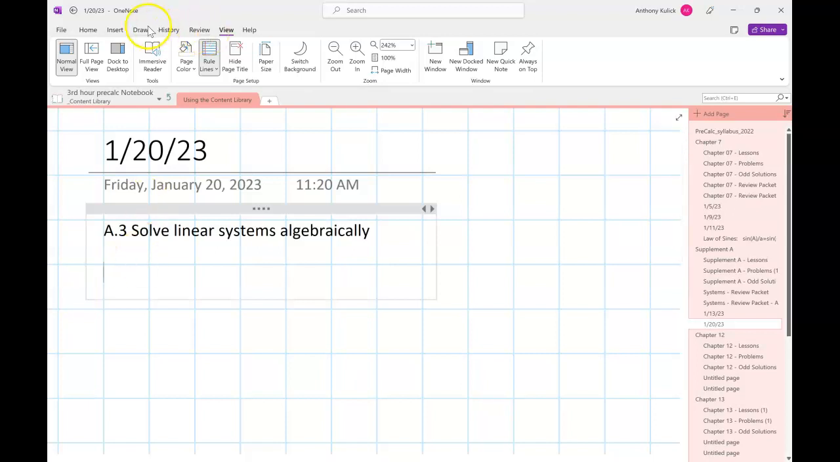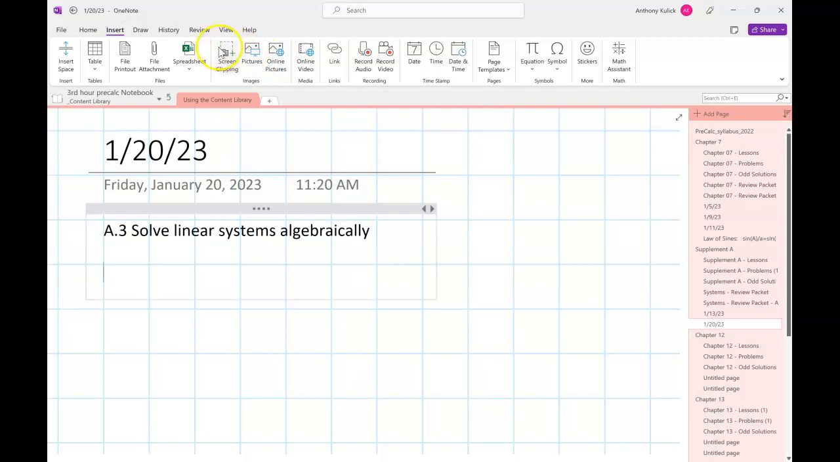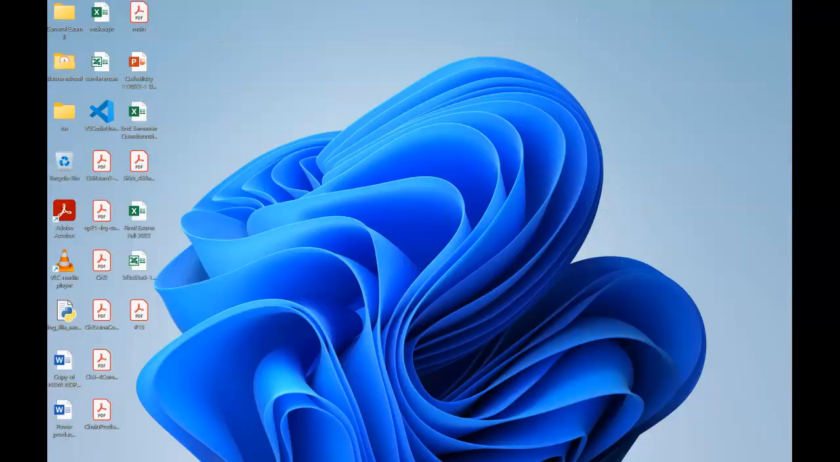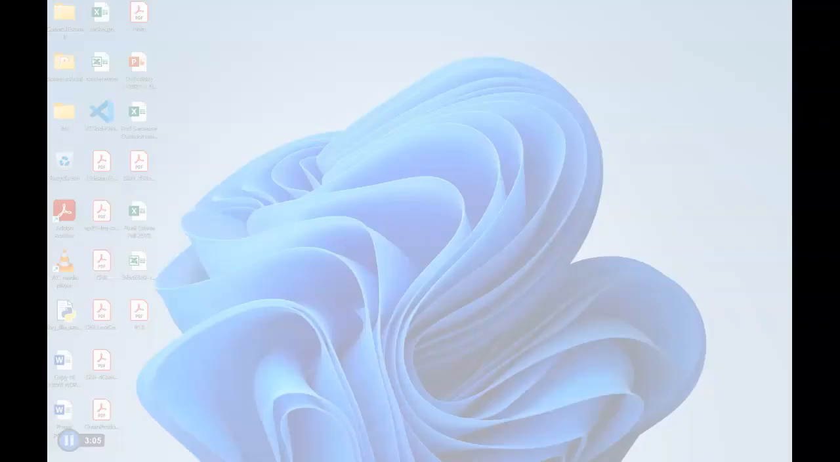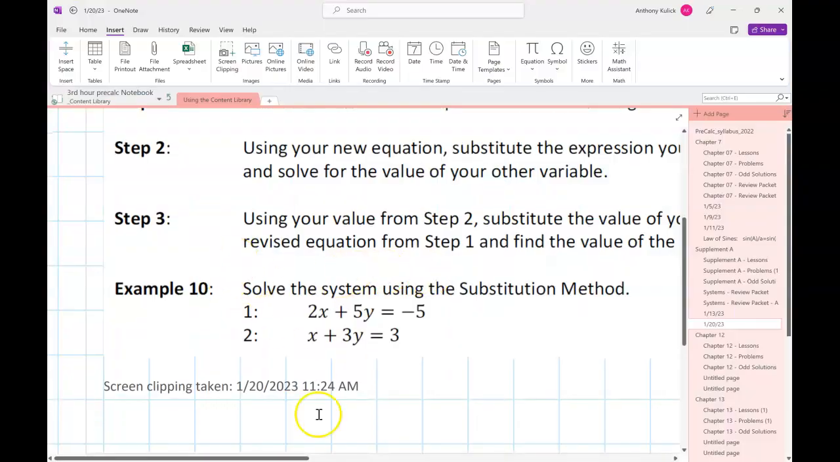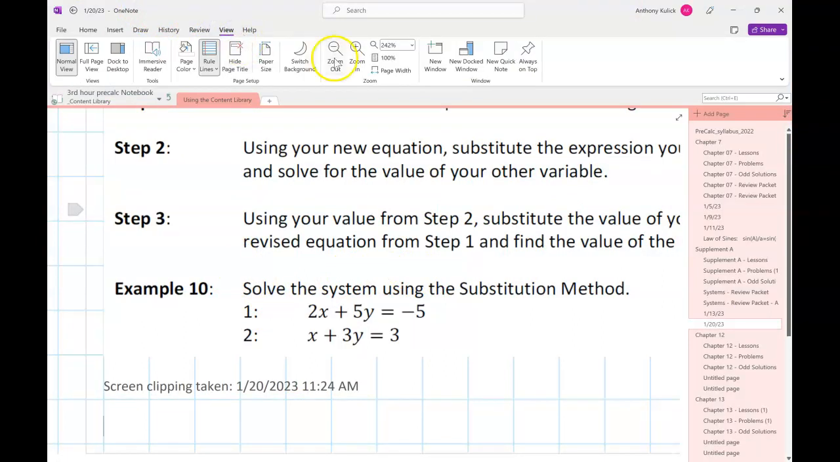So we're going to talk about two algebraic methods today. The first one is called substitution. Let's zoom out a little bit now.